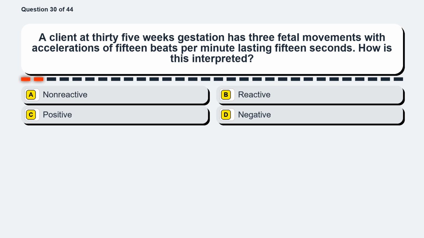Question 30. A client at 35 weeks gestation has 3 fetal movements with accelerations of 15 beats per minute lasting 15 seconds. How is this interpreted? Option A, non-reactive. Option B, reactive. Option C, positive. Option D, negative.